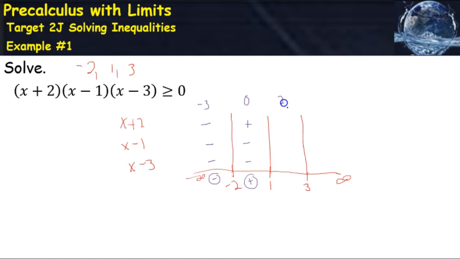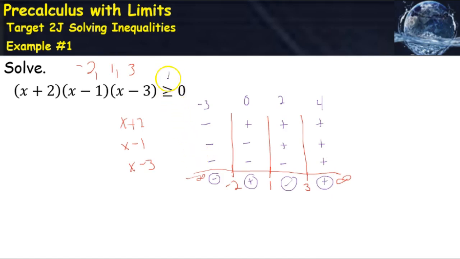Something between 1 and 3 is 2. 2 plus 2 is 4, positive. 2 minus 1 is positive, and 2 minus 3 is negative. And I have one negative, so this is negative. And then finally 4. 4 plus 2, positive. 4 minus 1, positive. 4 minus 3, positive. No negatives, so it's positive.